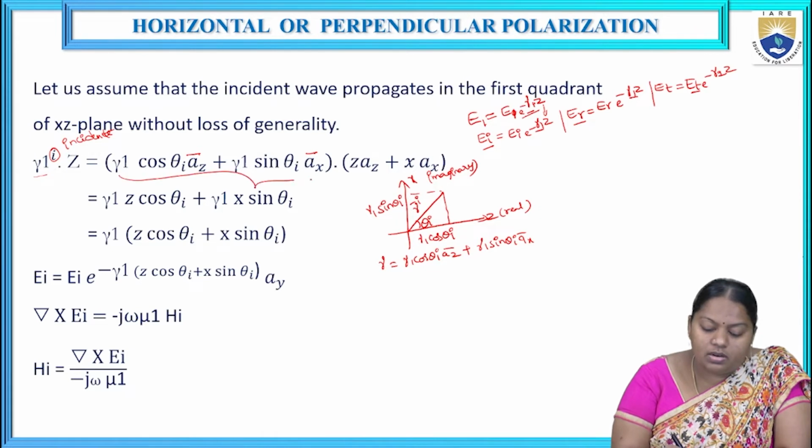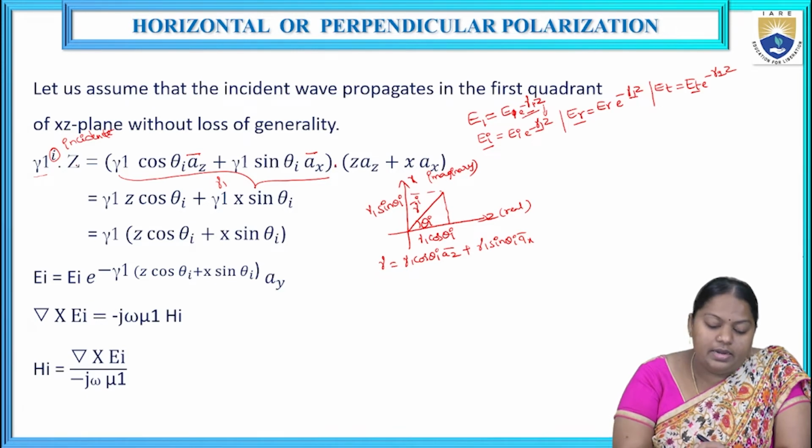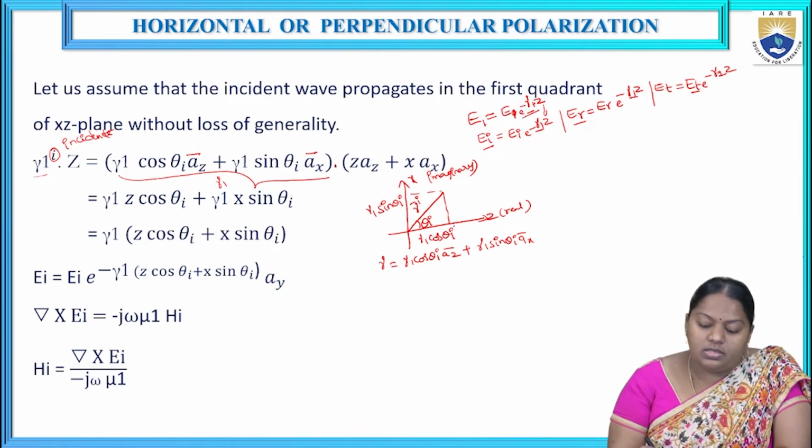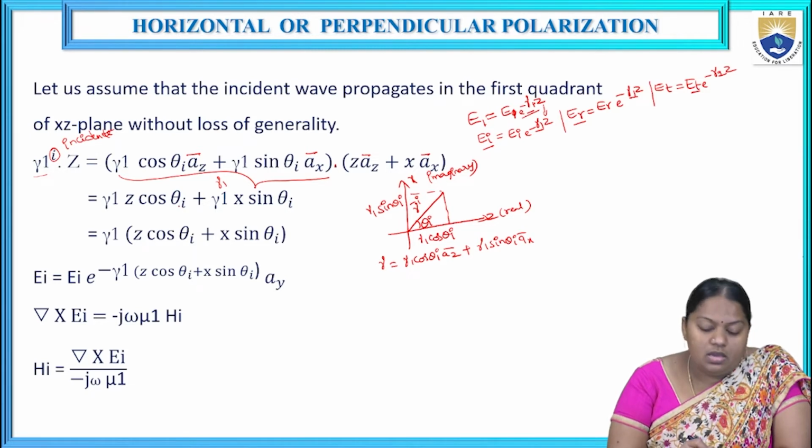So gamma 1 cos theta I az plus gamma 1 sin theta I ax. This is nothing but the total gamma 1, dot product with z. Z means the z direction; the position vector is expressed as z az plus x ax, in the xz plane. So the z component is along az and the x component is along ax. Now the dot product between these two gives gamma 1 z cos theta I, since az dot az is 1. Then az dot ax is equal to 0.